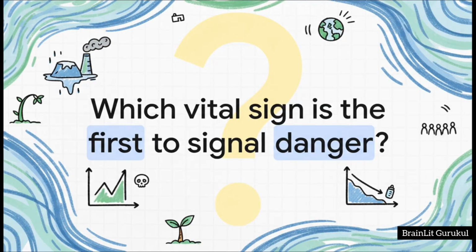And that leaves us with one final thought. As our world keeps changing with new pressures from climate or human activity, which of these vital signs do you think is the very first to flash a warning light? Is it a sudden spike in deaths? A slow decline in births?